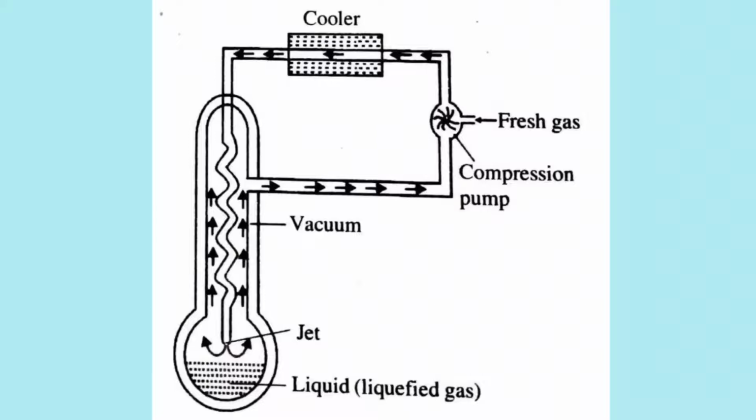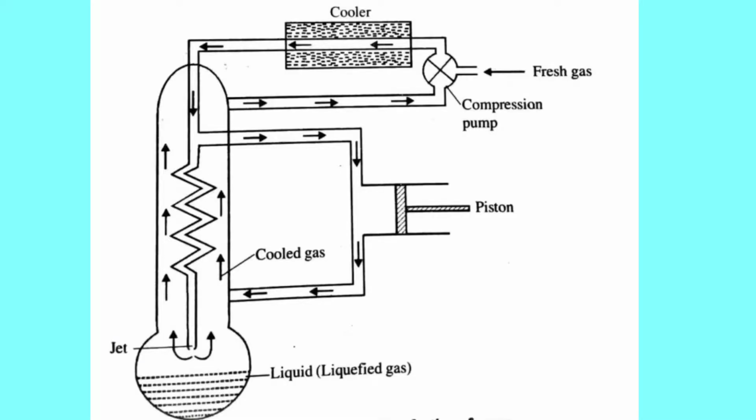Next, we are discussing Claude's process. In Claude's process, for the liquefaction of gas, the required low temperature is produced by two methods. The first method is to perform mechanical work in an adiabatic expansion engine, and the second is to expand adiabatically through a narrow jet into a region of low pressure below its inversion temperature, that is the Joule-Thomson effect.